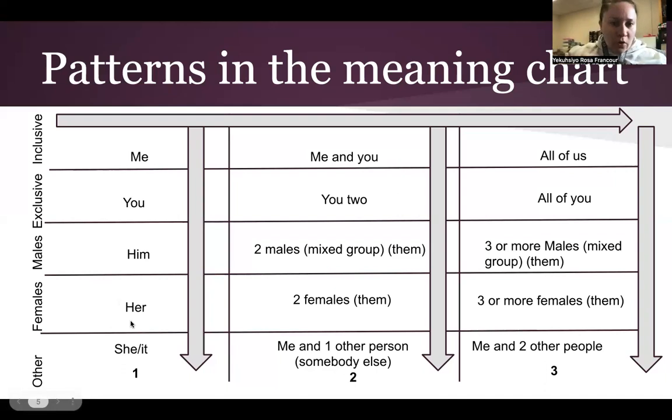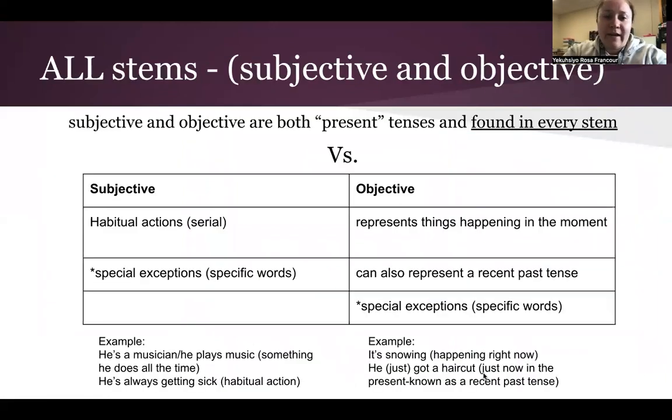Okay, so those are our meanings. Again, me, you, him, her, she, or it, me and you, two males, two females, me and somebody else, all of us, all of you, three or more males, three or more females, me and two or more other people. Those are our meanings. Okay, practice this, write it out in English. I want you to know these. They're really important. It gets you to the next step in our learning. All right, let's move on.